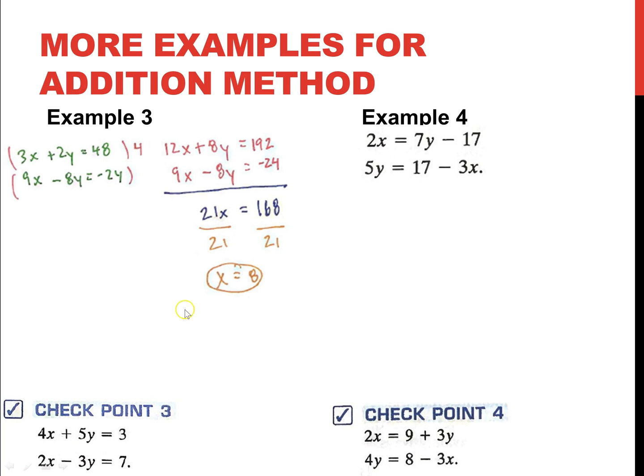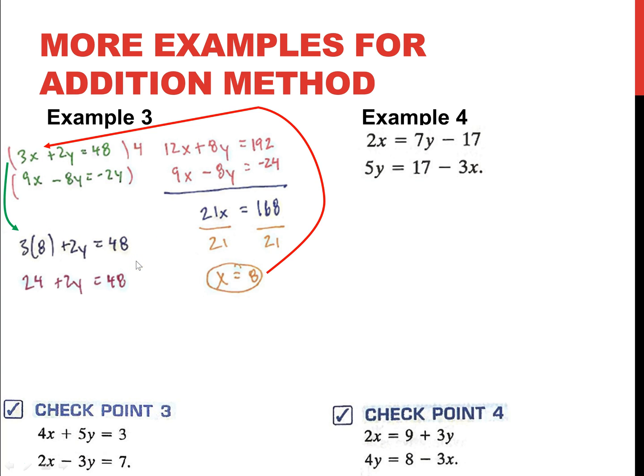Again, all I'm going to do is take this x coordinate, and I'm going to substitute it into one of the equations, and that will give me 3 times 8 plus 2y equals 48, or 24 plus 2y.